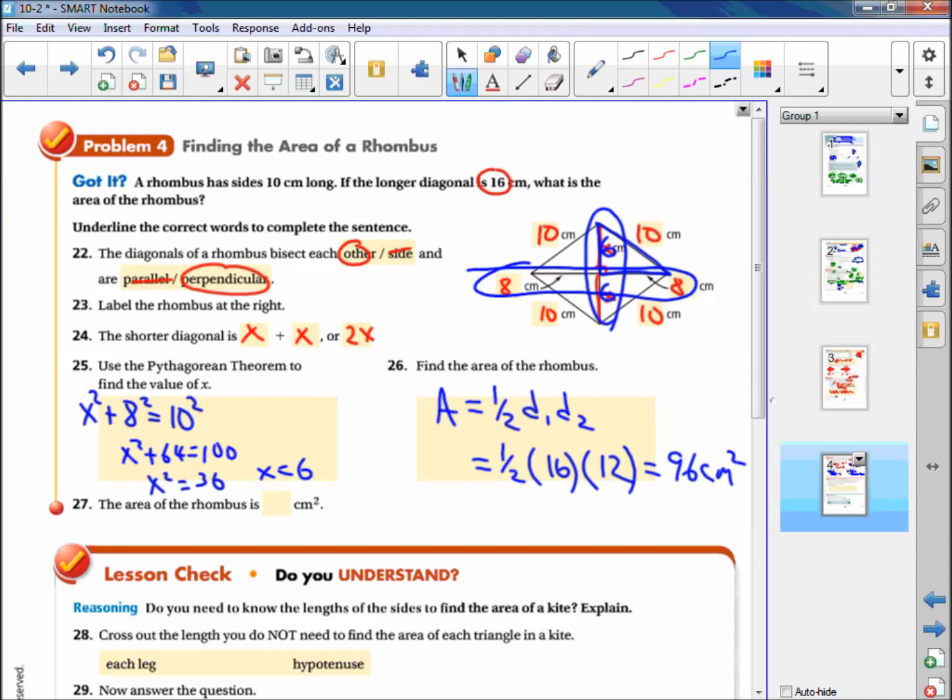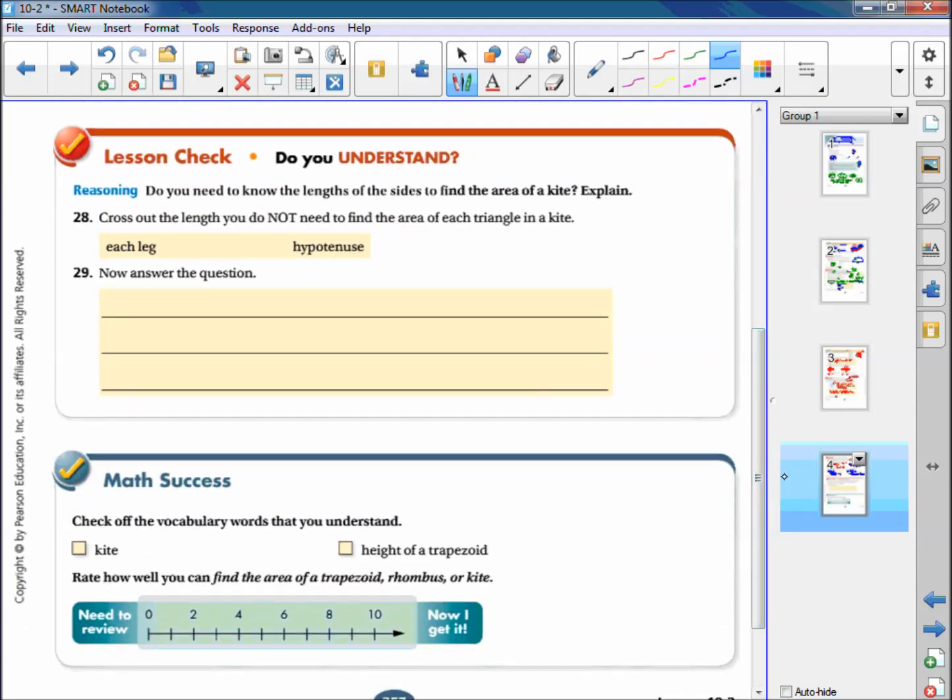All right. Okay, as always, when we get to a lesson check, you should pause the video, try it yourself, and then come back. All right, so welcome back. Do you need to know the lengths of the sides to find the area of a kite? Explain. All right, so cross out the lengths. You do not need to find the area of each triangle in a kite. Which do we not need? Well, we don't need the hypotenuse in the kites.